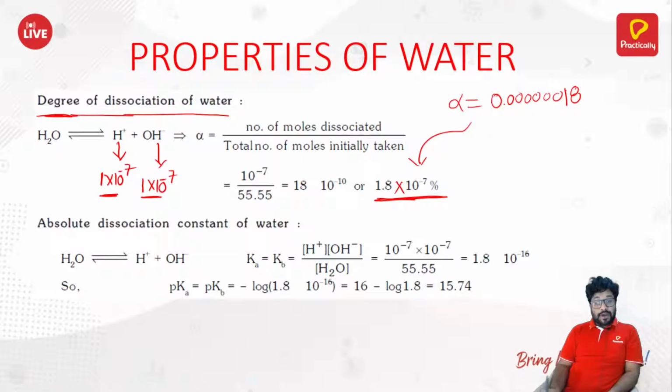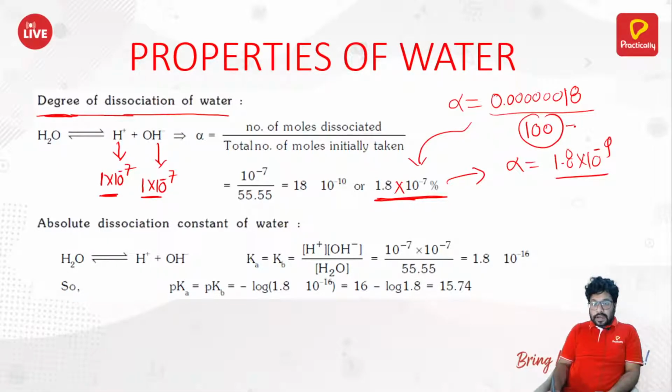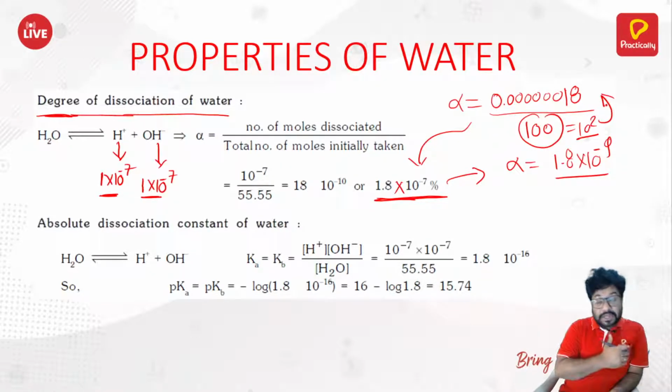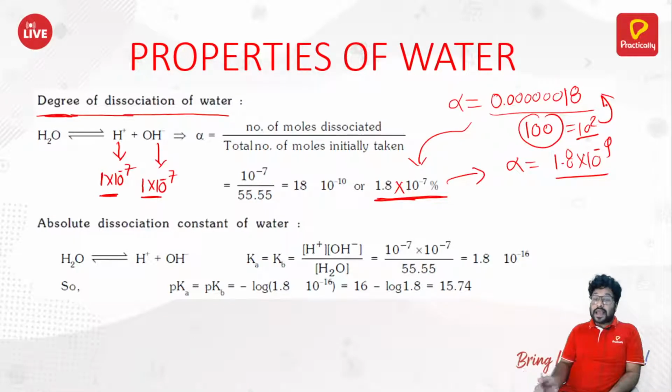And remember, that is also a percentage, so this is divided by 100. So basically here your alpha becomes 1.8 into 10 raised to minus 9. Because 10 raised to minus 7 and this is 100, and 100 is equal to 10 raised to plus 2. When it goes down, it becomes 10 raised to minus 2, so 10 raised to minus 7 plus 10 raised to minus 2 becomes 10 raised to minus 9. And that is why percentage alpha is equal to this much.